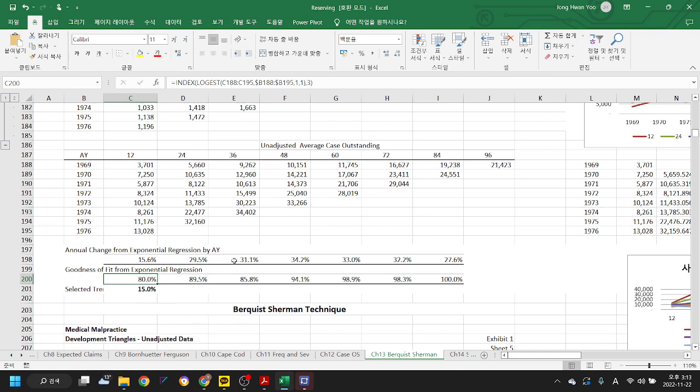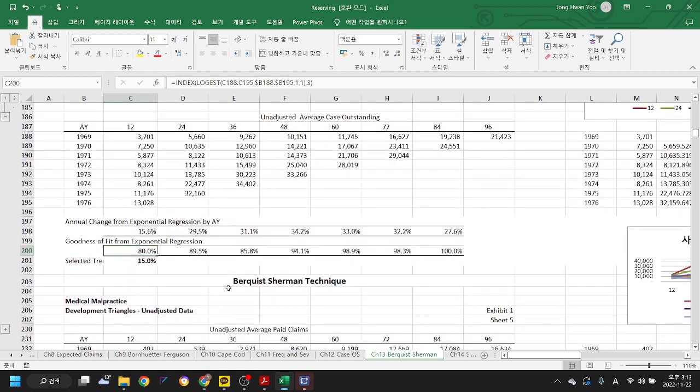And out of here, you cannot just average all those. And probably Berkshire Sherman thinks that the earlier development is the most representative. So they chose 15%, right? Here they're very conservative. I mean, we can choose a higher trend point, but you have to justify why you select 15% as a trend factor.